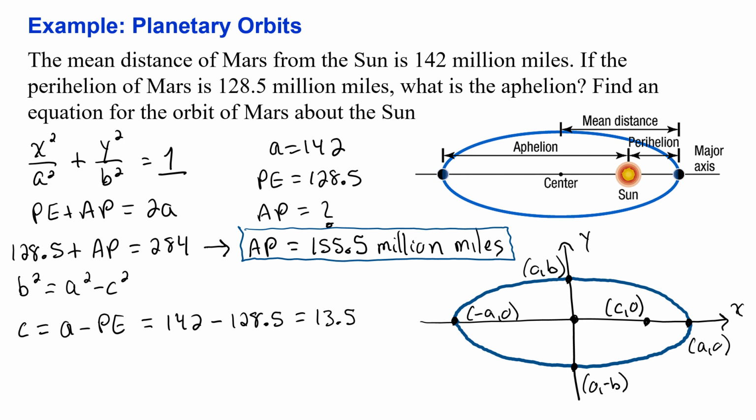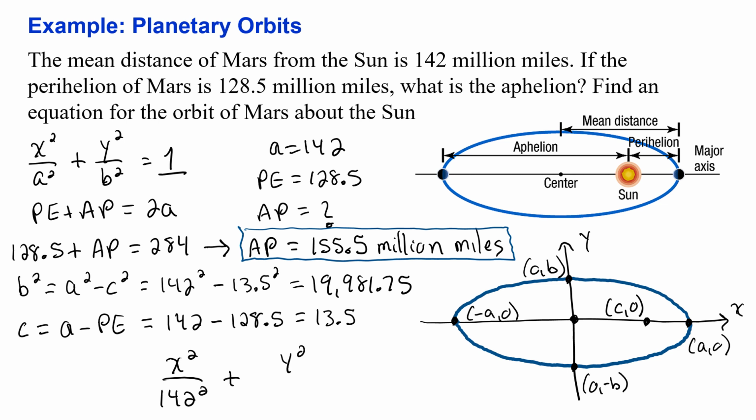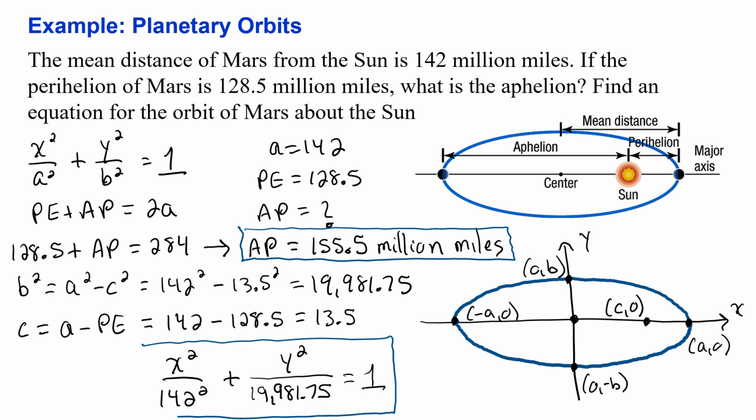Now that we have the value of c, let's come back and calculate b squared, being a squared minus c squared, which equals 142 squared minus 13.5 squared, which equals 19,981.75 millions of miles. Now, since we have the value of b squared, we can write the equation of the elliptical orbit of Mars as x squared divided by 142 squared plus y squared divided by 19,981.75 equals 1. Let's put a box around this equation to show that we have answered the second question in the problem statement, to find the equation of the elliptical orbit of Mars.